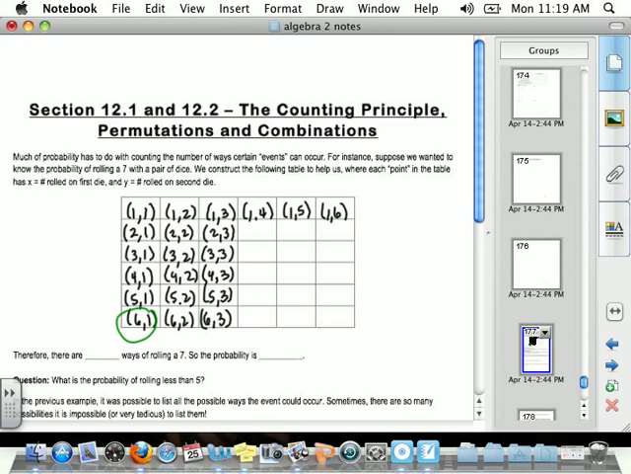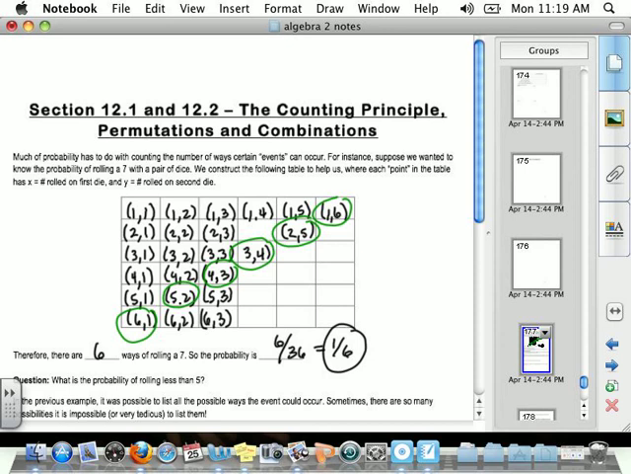You could have 6, 1, 5, 2, 4, 3, 3, 4, 2, 5, and 1, 6. So if I ask for the probability of rolling a 7, 7 out of 36. No, 6 out of 36, right? Or 1/6. So your answer should be 1/6. Okay, so that's called the counting principle. You can list out the possibilities, count them, and find the probability that way.